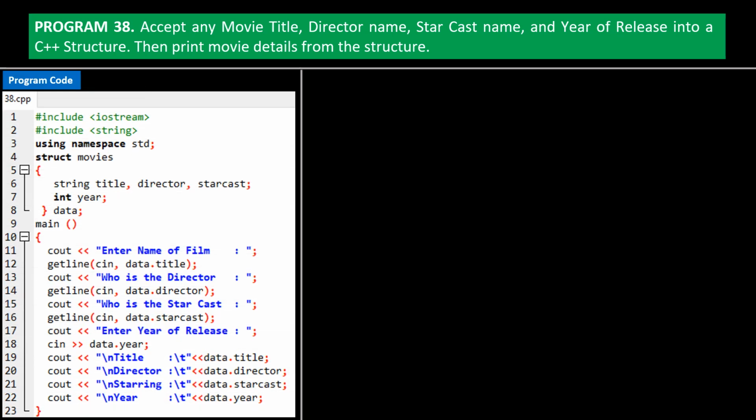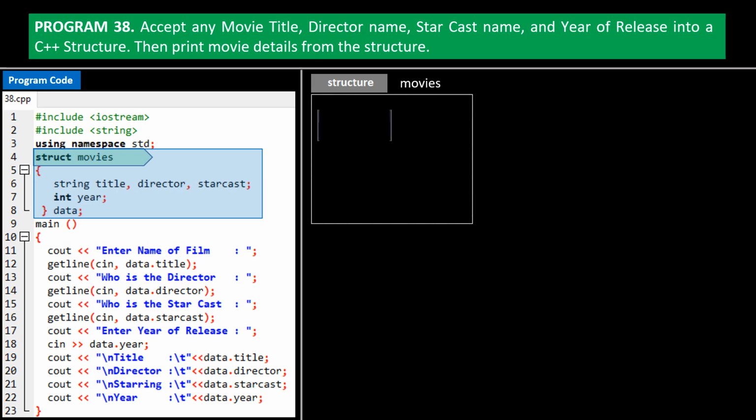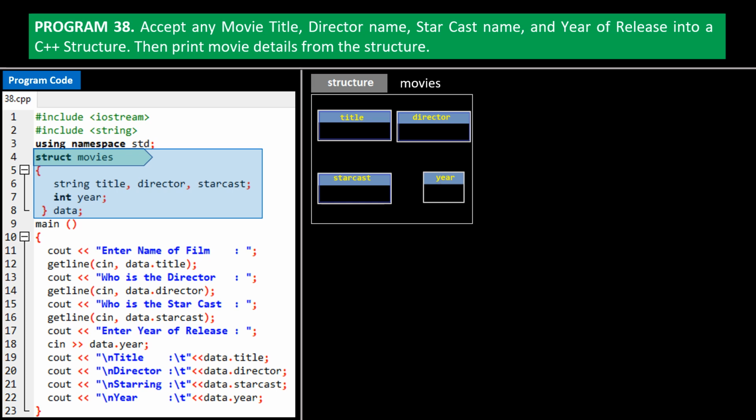On line 2, I have included the header file string because I am going to use the data type string in this program. On line 4, I declare the structure named movies. I define three string variables: title, director, and starcast. There is also an integer variable named year. I declare the structure object named data.